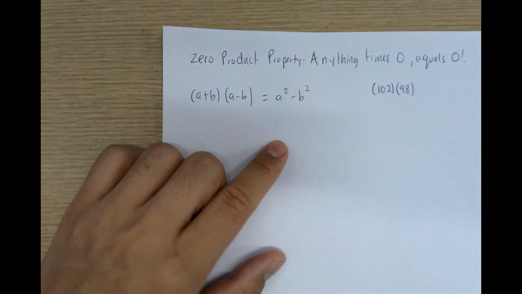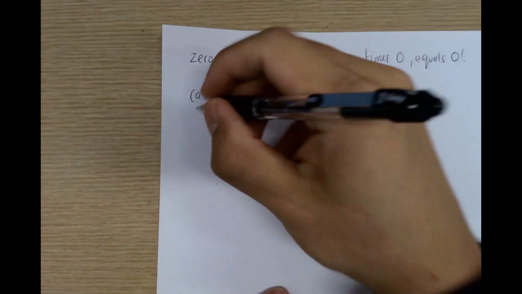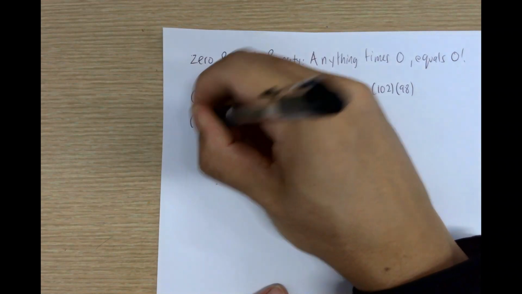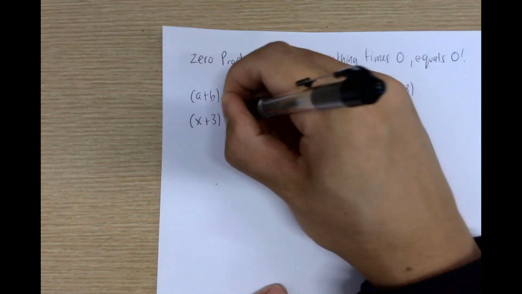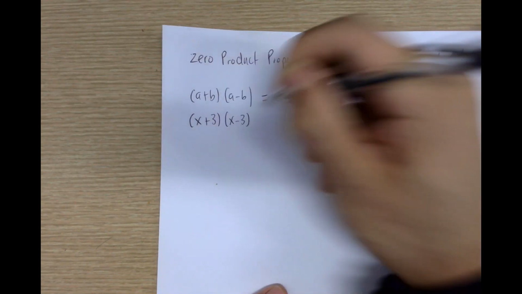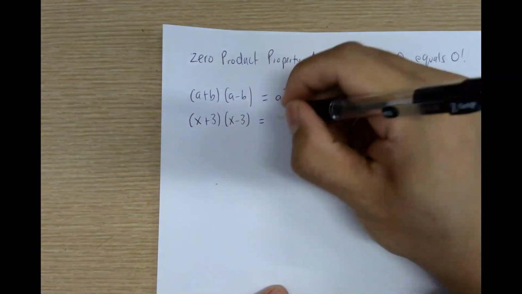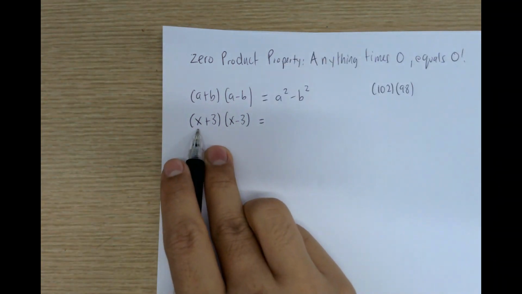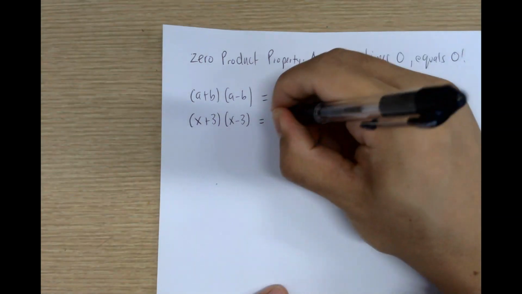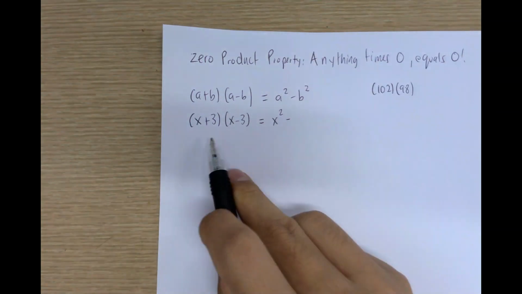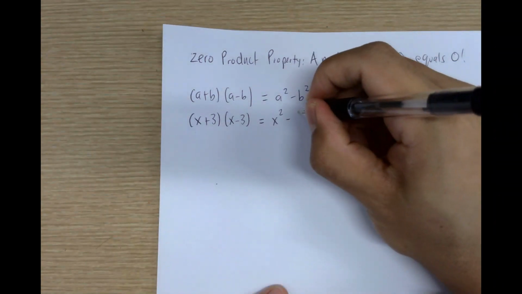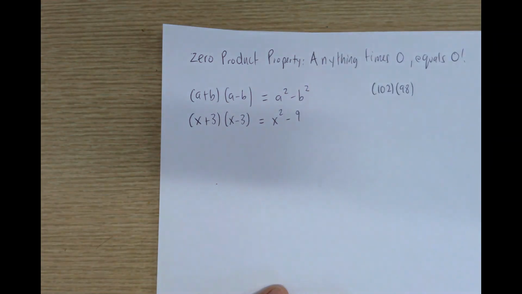For us, for factoring, an example problem might look like this: (x plus 3) times (x minus 3), right? We would already know that it would be the first thing squared, so x squared, minus 3 times 3, or 9.